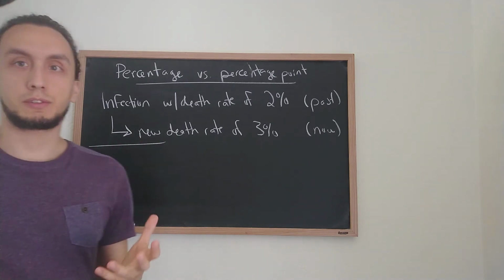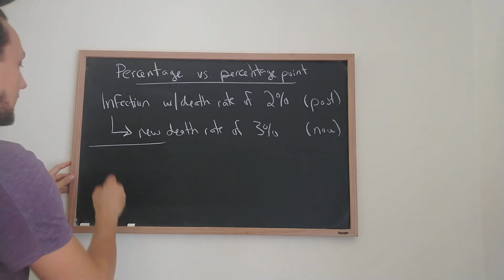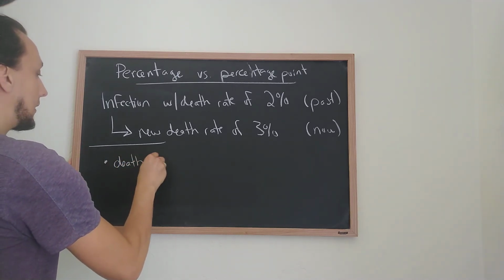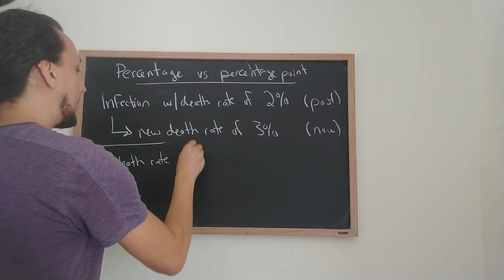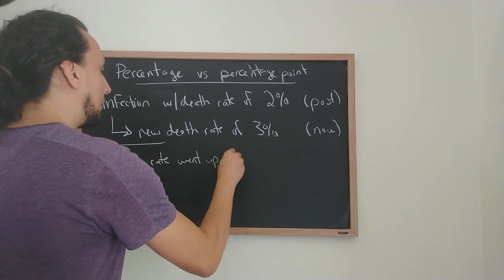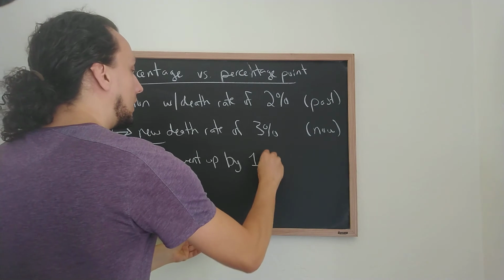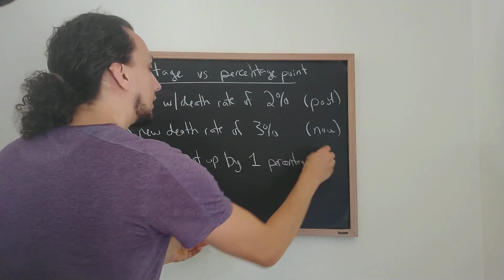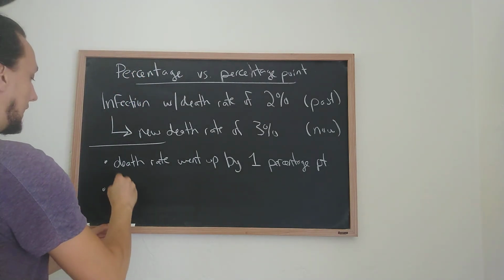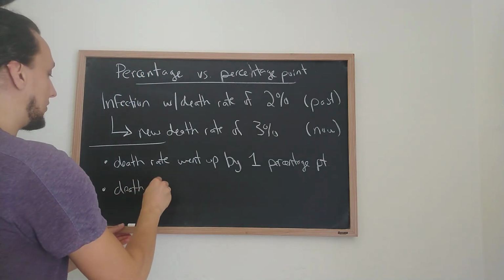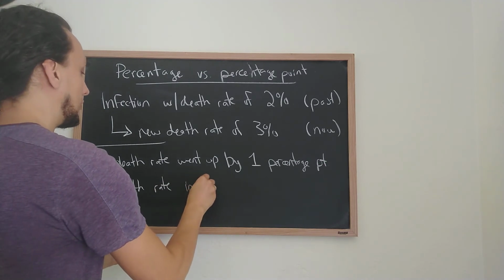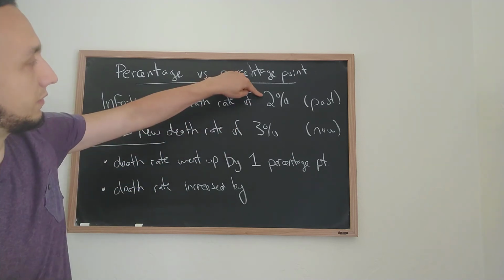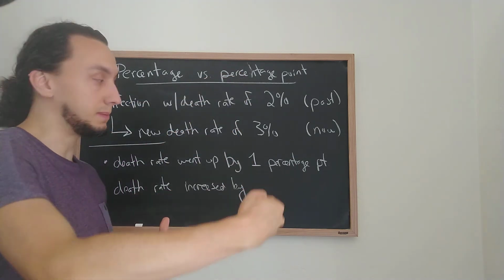So how can we describe this increase in the death rate? Two ways. We can say that the death rate went up by 1 percentage point. Or we could say that the death rate increased by, well, if it went from 2% to 3%, it increased by 50%.